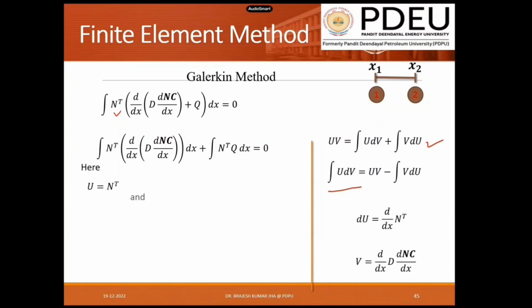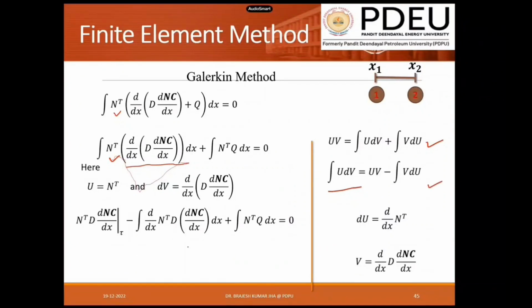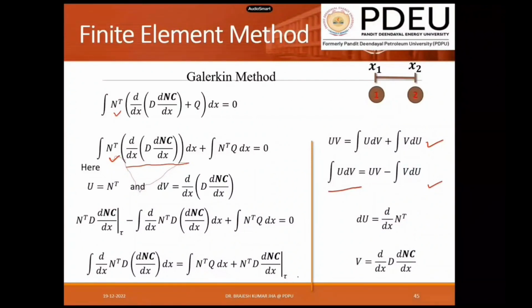U is what? U is N transpose, and this whole term we can represent as dV. By having this, what we get, this formula we have used here, and plus the integration of N transpose Q dx. By solving this, we get this information. The integration of d by dx N transpose d dNc by dx dx is the integration of N transpose Q dx plus N transpose D dNc upon dt, for some boundary conditions that can be applicable.